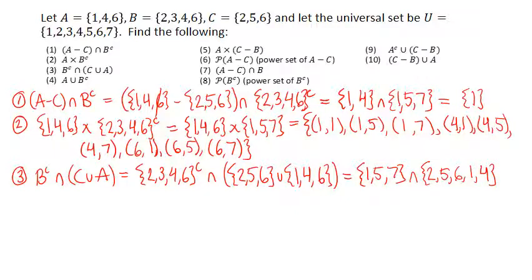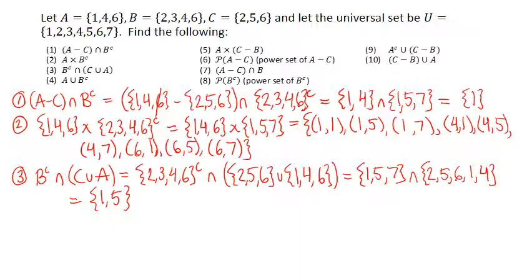Okay, so now I'm just doing the intersection of these two sets. So everything that's in the overlap of these two sets that are remaining here. So what is in both of them? They both have a 1. They both have a 5. They don't both have a 7. They don't both have a 6. And they don't both have a 4. So I believe that's it. So just 1 and 5.